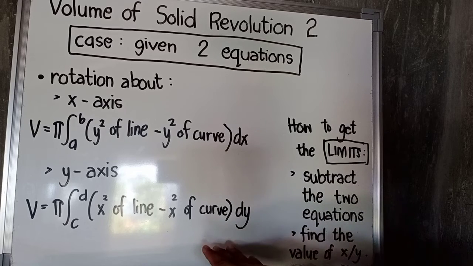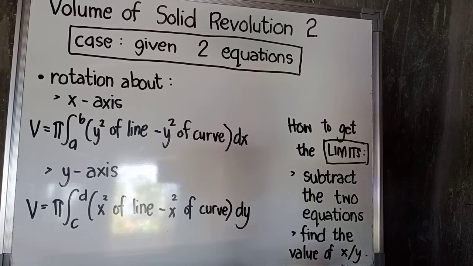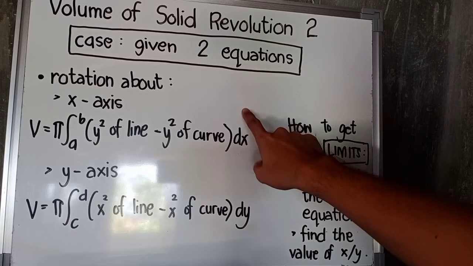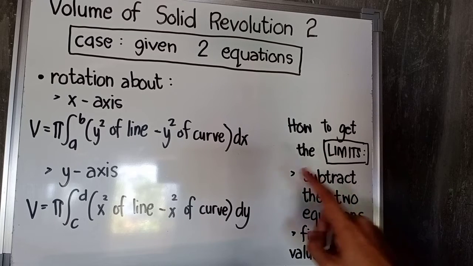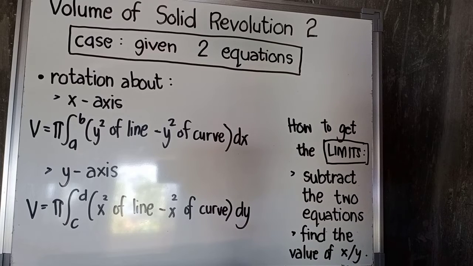And, pag naman hinahanap natin or ang given is a rotation about the y-axis, ang values naman ng ating limits or ng boundaries ay values ng y. Kaya nilagay ko dito, after nyo mag-subtract, you have to get the value of the x kapag rotation about the x-axis and y kapag rotation about the y-axis naman siya. So let's have an example for better understanding.